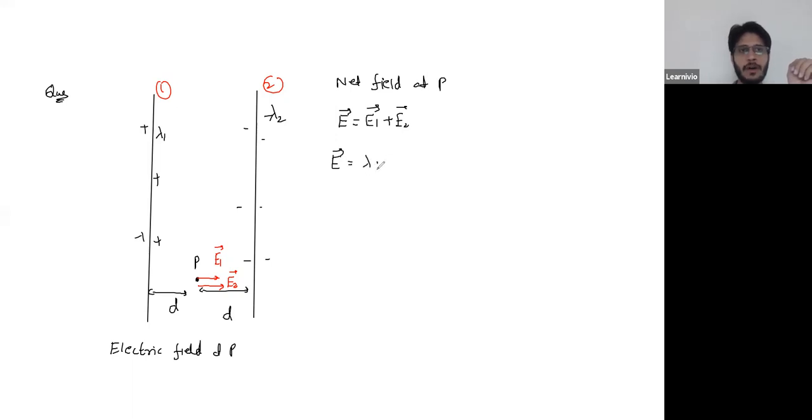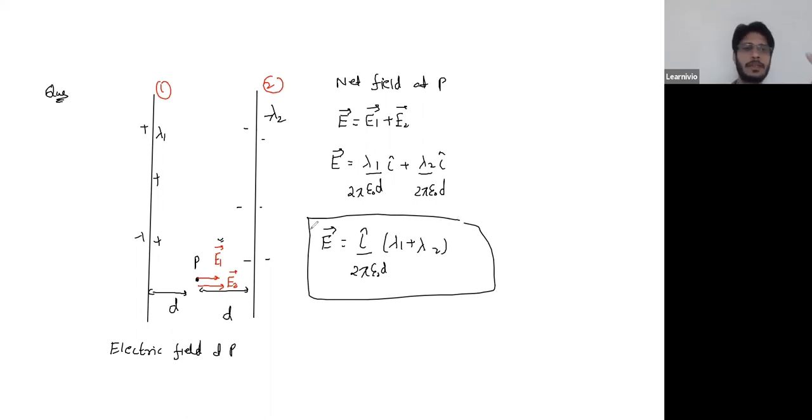E1 is lambda 1 over 2 pi epsilon naught D. The direction is along the x-axis, so let's put an i cap. Due to the second, it's lambda 2 over 2 pi epsilon naught D. Sorry, pi was missing, it's 2 pi epsilon naught. And again, the direction is towards the positive x-axis, so let's put an i cap. Next, you can take common i cap over 2 pi epsilon naught D. You are left with just lambda 1 plus lambda 2.